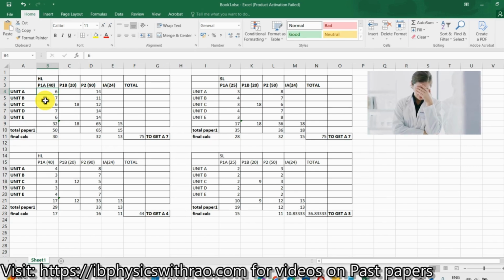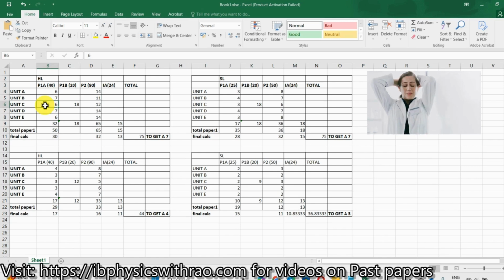Then in unit C, waves, one of the toughest topics for everyone. When interference and diffraction come, people don't understand. They have a lot of difficulty realizing what happens to intensity, what happens to the wavelength, how to calculate it, whether I should use d sin theta equals n lambda or n plus 1 by 2 lambda.